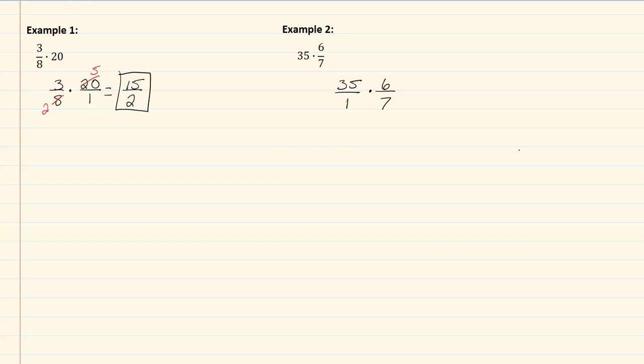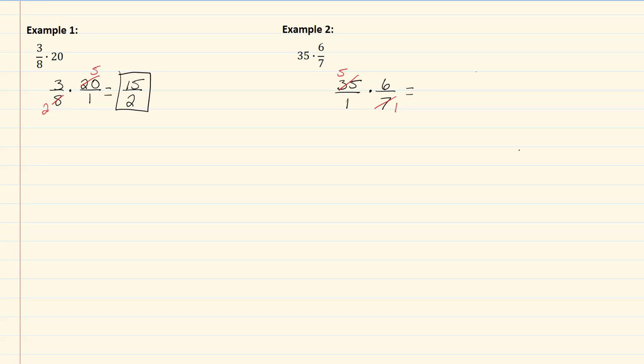Now I'm looking for common factors, and I notice that 35 and 7 have a common factor of 7. So 35 divided by 7 is 5, and 7 divided by 7 is going to be 1. Now I just multiply this out.